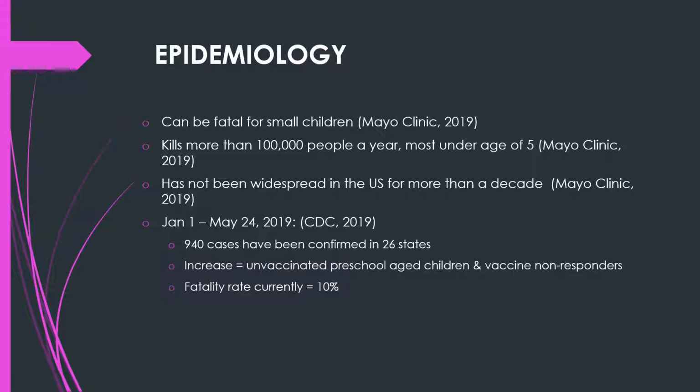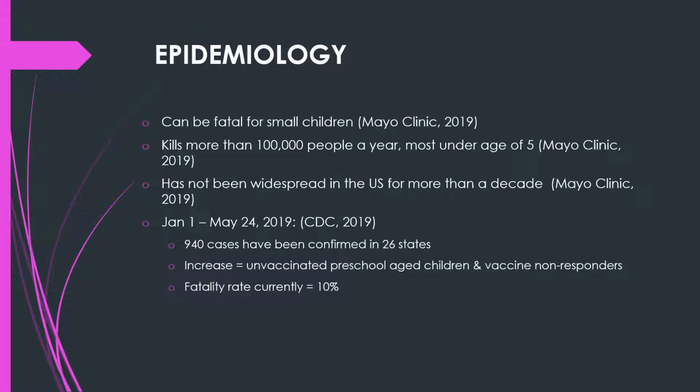Okay, so epidemiology. It can be very fatal for small children. It kills more than 100,000 people a year, most under the age of 5. It has not been widespread in the US for more than a decade, except for recently. The CDC reported that from January 1st to May 24th of 2019, there have been 940 confirmed cases in 26 states. The increase has been said to be due to unvaccinated preschool age children and vaccine non responders.